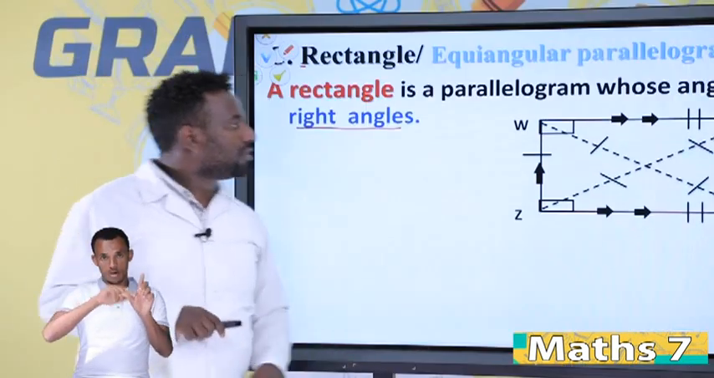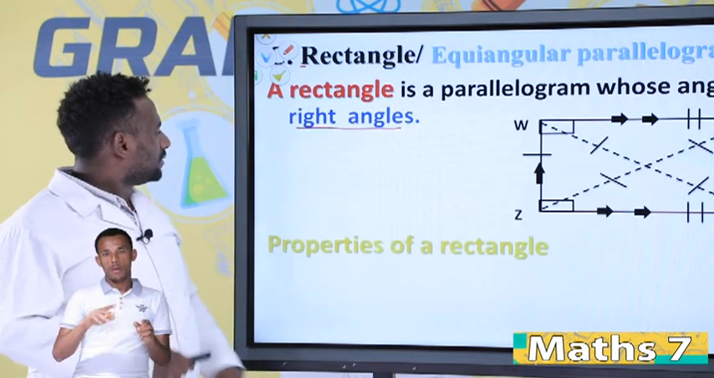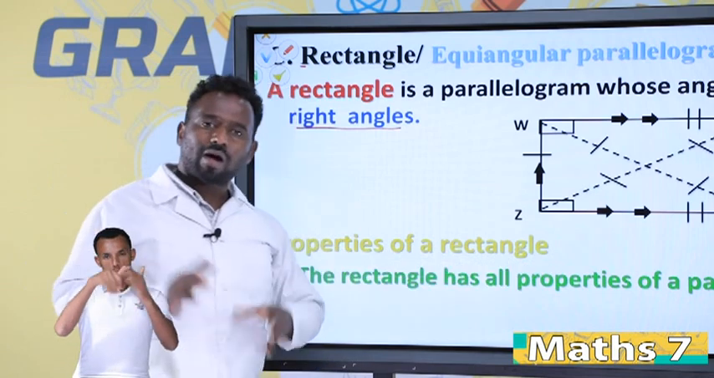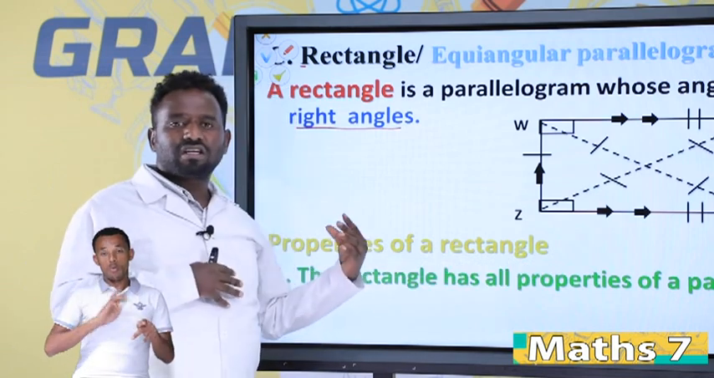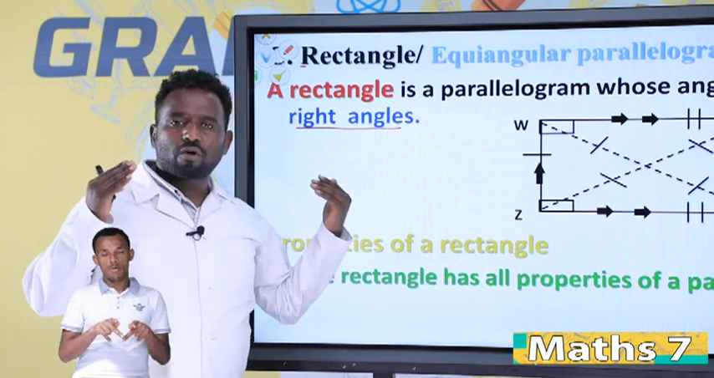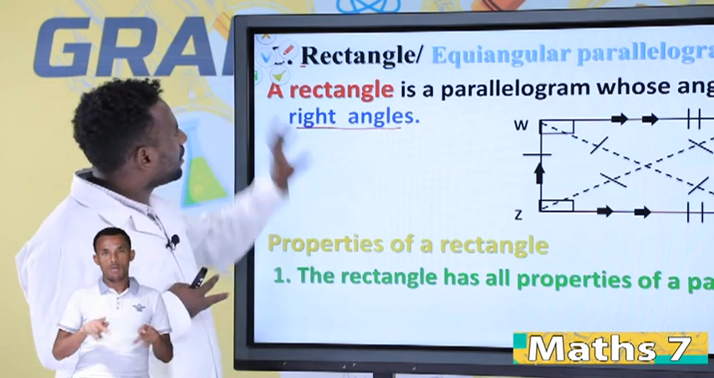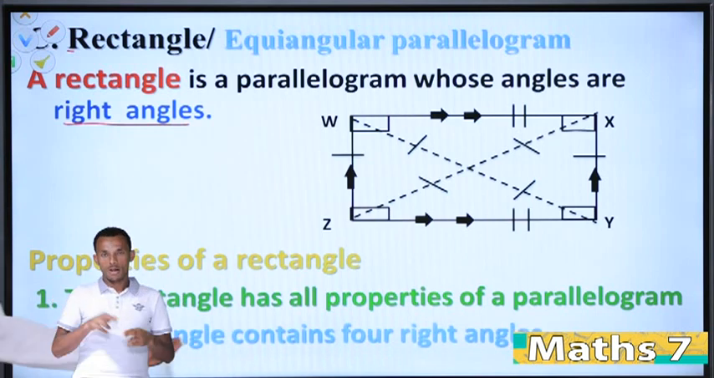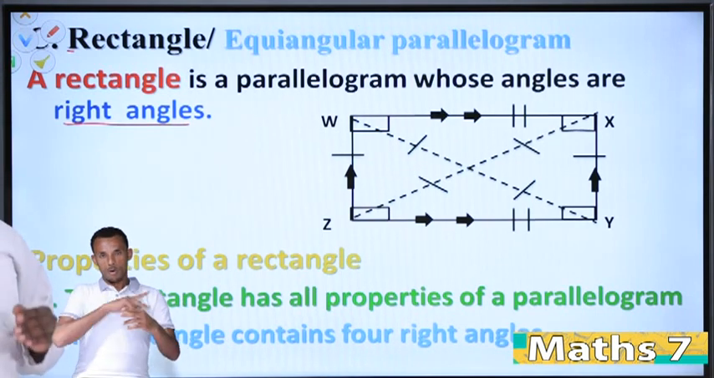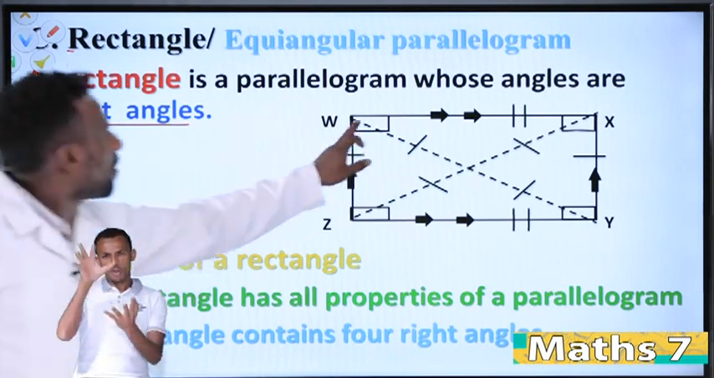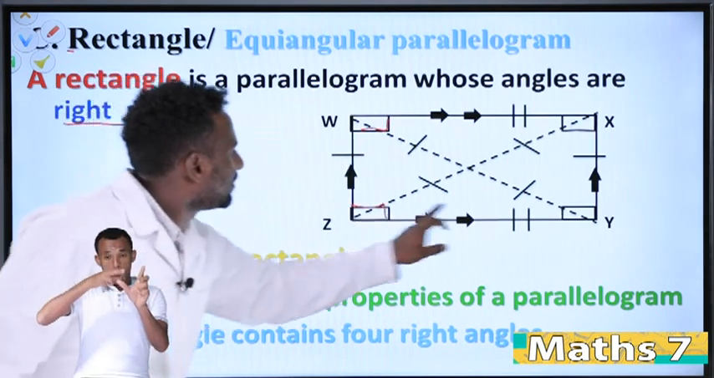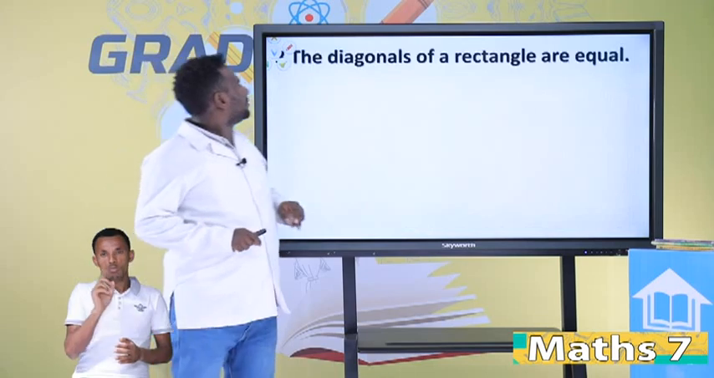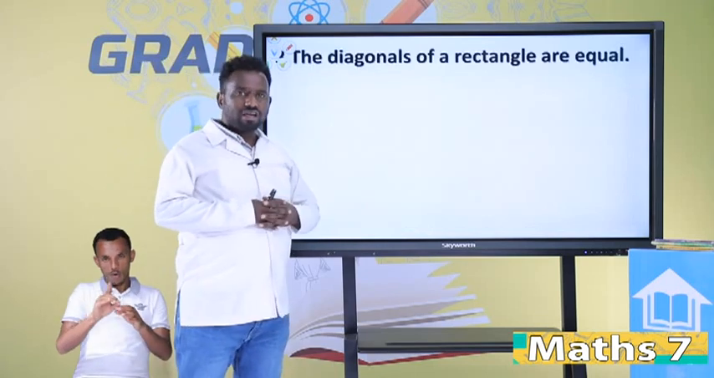We have the properties of a rectangle. The rectangle has all the properties of a parallelogram. We know all 5 properties of a parallelogram previously, and they are contained in the properties of a rectangle. Next property, the rectangle contains 4 right angles, 90 degrees. Then the diagonals of a rectangle are equal.